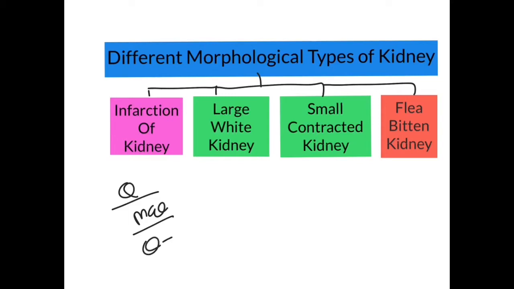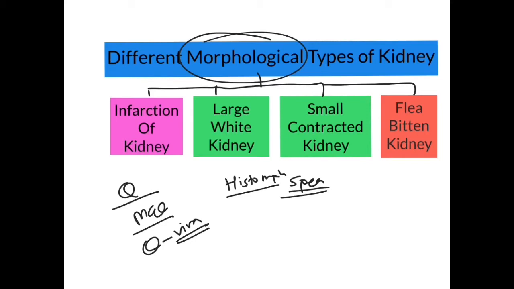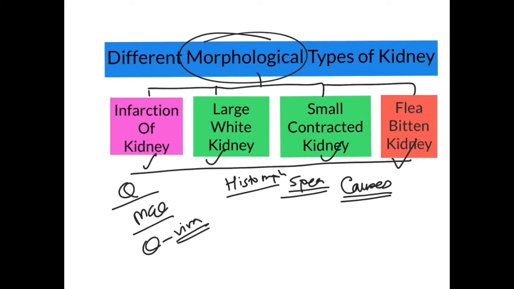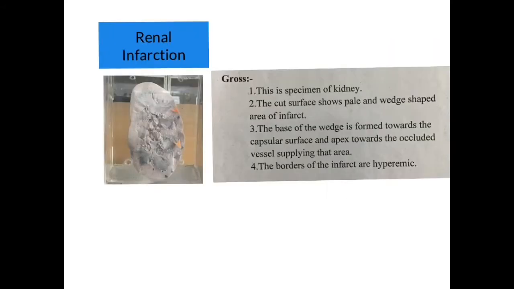This can be asked as a question in the viva, in the examinations, or this kidney can be asked as a histomorphological specimen, that is your specimen in the laboratory. So please remember all these morphological types of the kidney. There are only 4 types: infarction, large white kidney, small contracted kidney, and flea-bitten kidney. Please remember that all these histomorphological features are very important, because the causes are different in all these 4, okay. So please mug up these causes, or try to remember at least 3 causes of each.